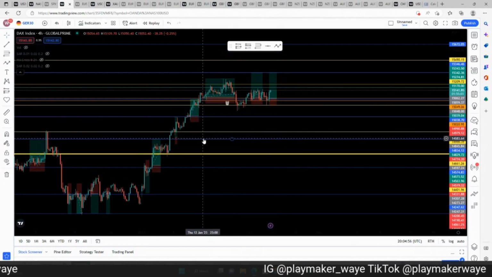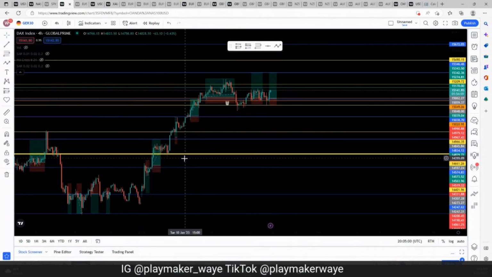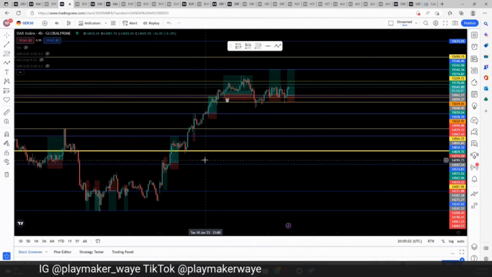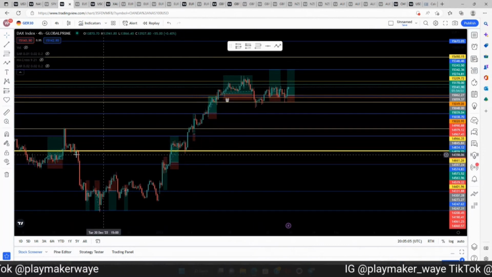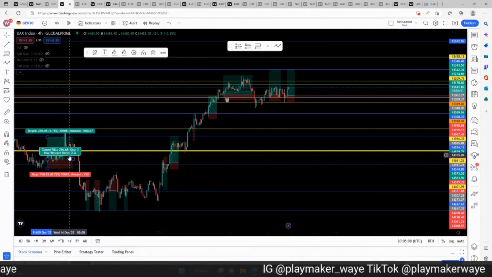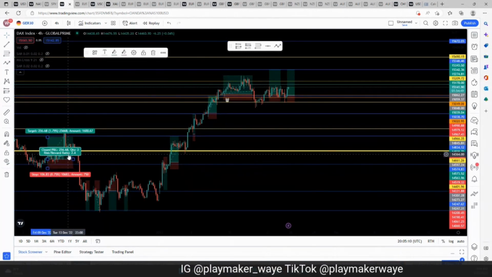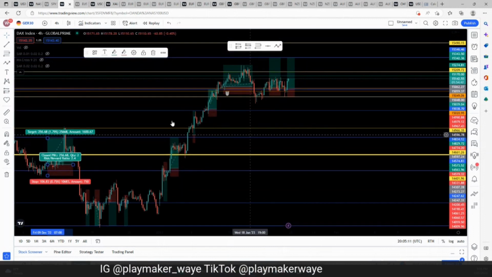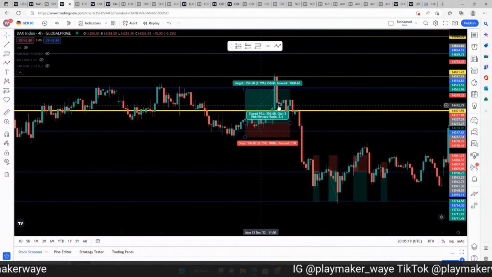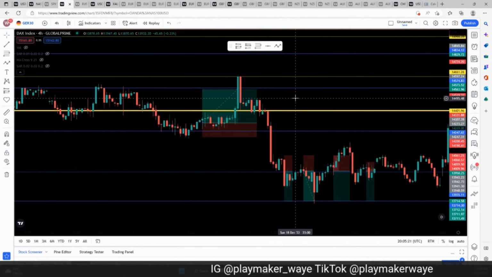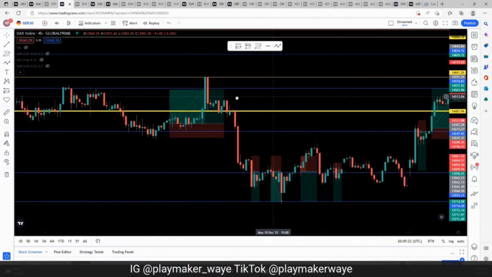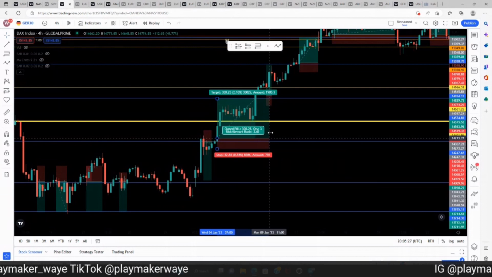But also we want to make sure the setup is worth even risking our money and entering. Now, what do I mean by that? What I mean is, if you're risking your money, you want to at least make double minimum what you're risking. That way it's worth the trade. Okay, so a good example here, this trade right here was a 1 to 2 risk to reward. That means if I was risking $50, I made $100. If I was risking $100, I made $200.